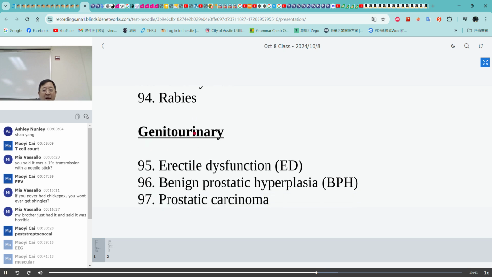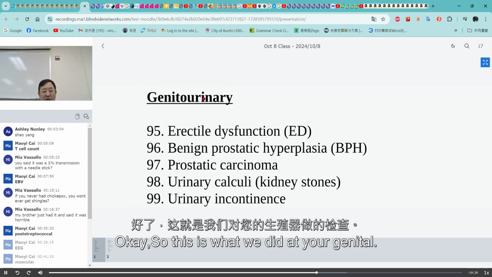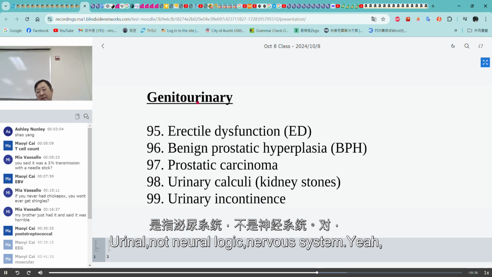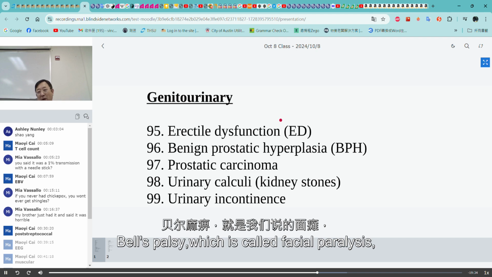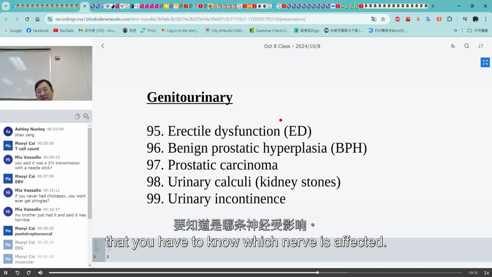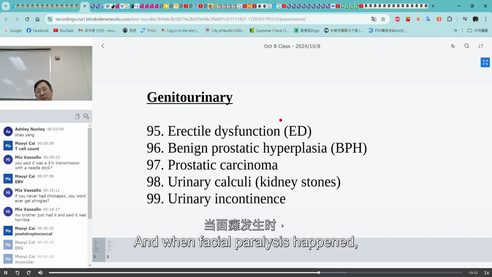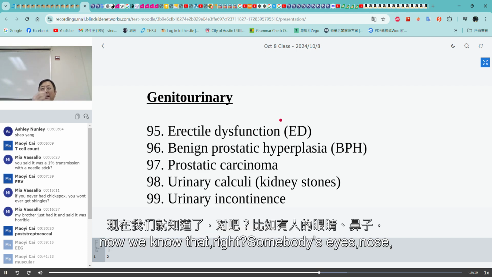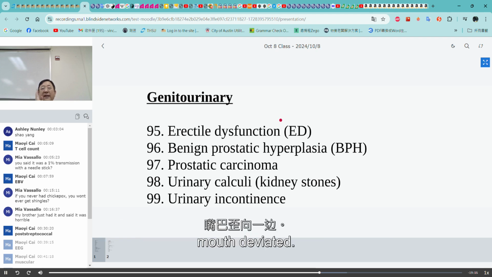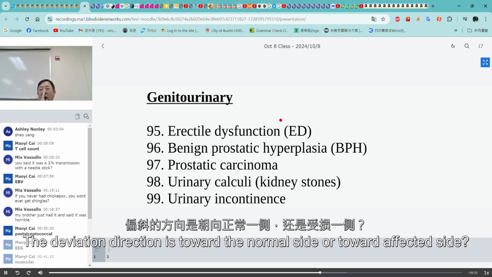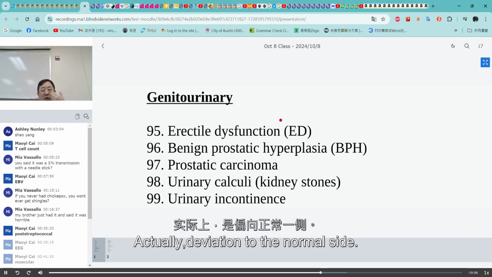Okay, so this is what we did on the genitourinary system. Now the nervous system, neurologic. You see a lot of questions on Bell's palsy, which is called facial paralysis. You have to know which nerve is affected. That's very important, right? It's the facial nerve, cranial nerve number 7. When facial paralysis happens, somebody's eyes, nose, and mouth are deviated. Here's the question: is the deviation toward the normal side or toward the affected side? Actually, deviation is to the normal side.